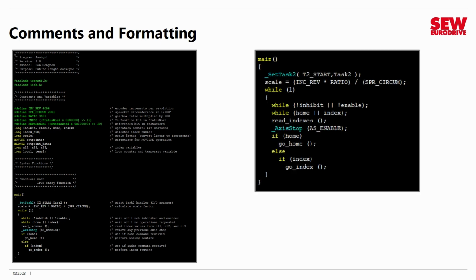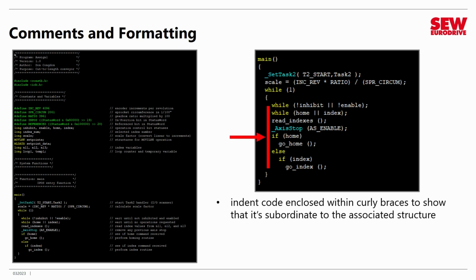Now, we can also use formatting to make our code more readable. I've blown up the main function here, and you notice that the code isn't all just lined up like a ruler goes down the left side. It's indented to different levels. By indenting code like that inside of curly braces, what I'm doing is showing that code is subordinate to that associated structure. In other words, I'm showing relationships by indentation.